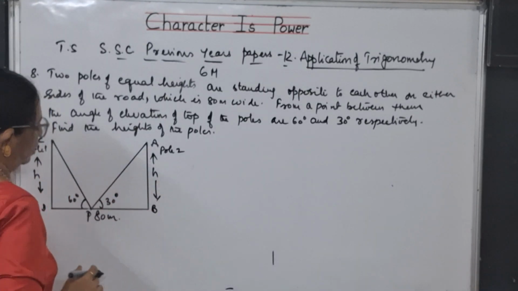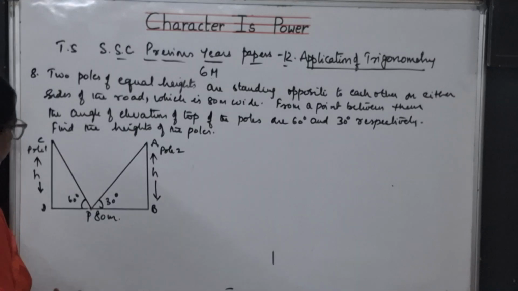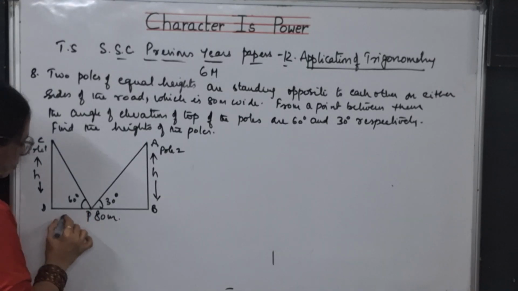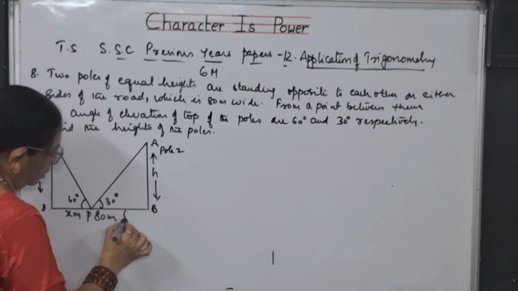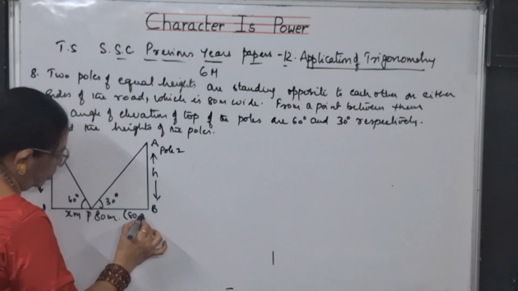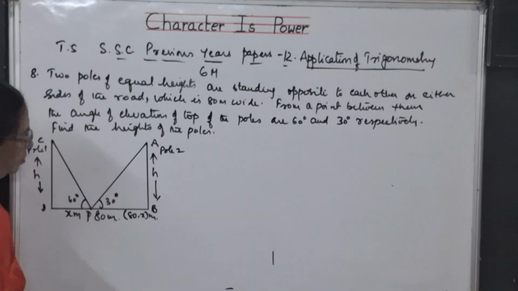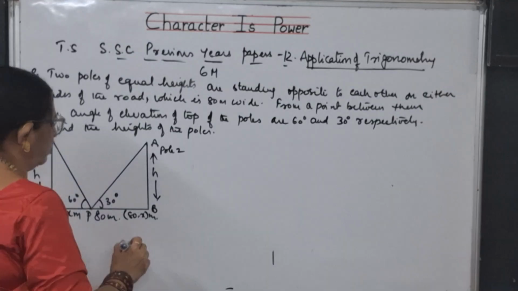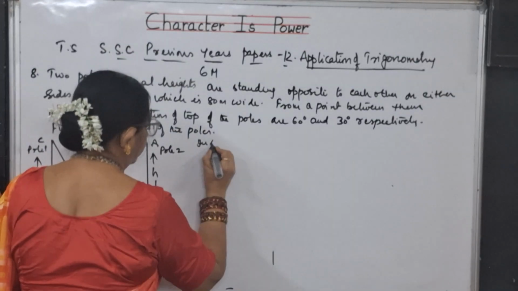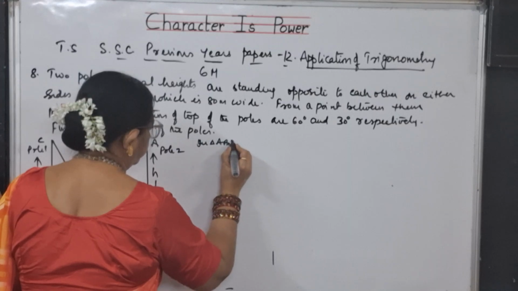Both of them are having same height. So if this is 80, let me consider this as x meters from here to here. Then this becomes 80 minus x meters. Okay. Now you take triangle ABP.